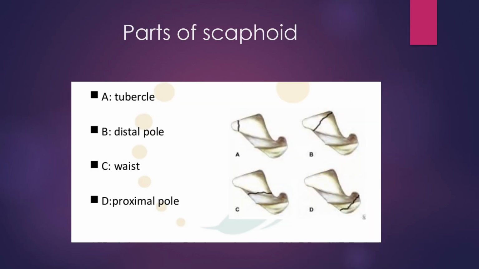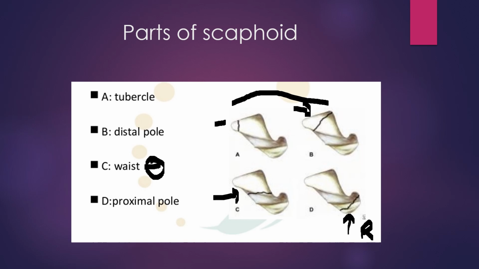Then coming to the next part of the anatomy, there are four parts of the scaphoid. First is the tubercle, then we have the distal pole, then the waist, and then the proximal pole. The proximal part is towards the radius. The tubercle, also known as the distal tubercle, and the distal pole are part of the distal part. The waist is important because the majority of fractures occur at this site.